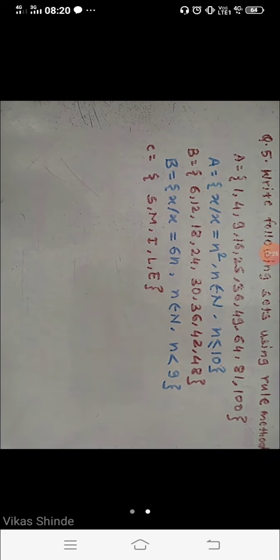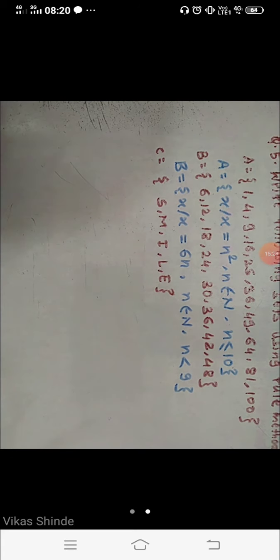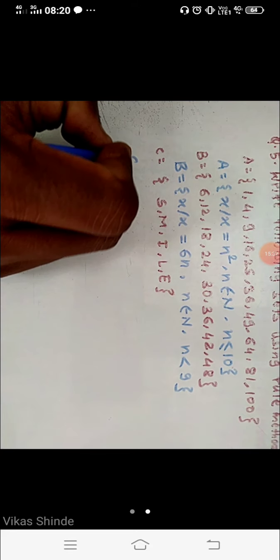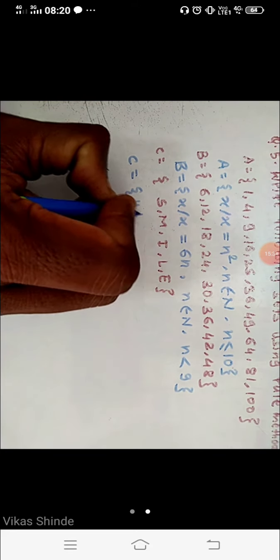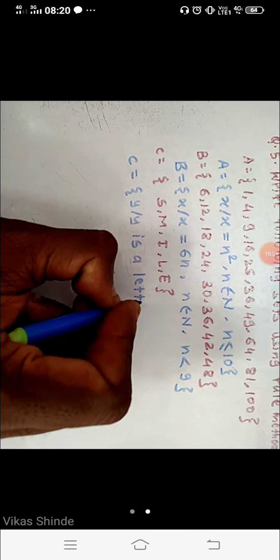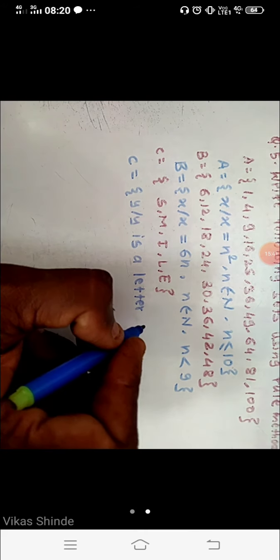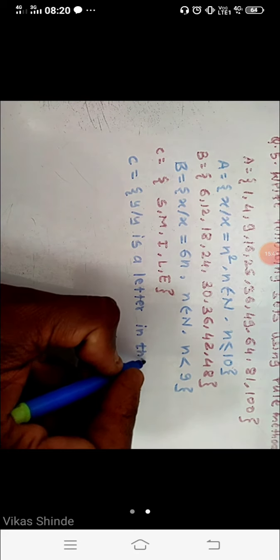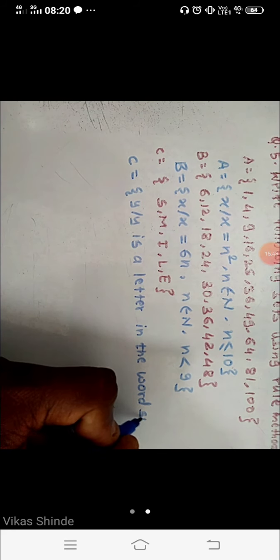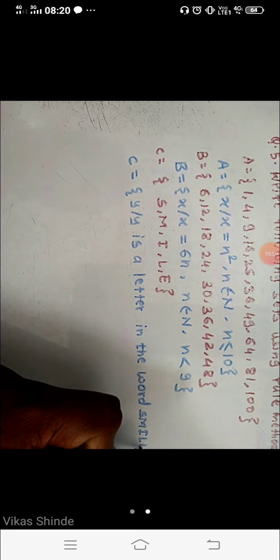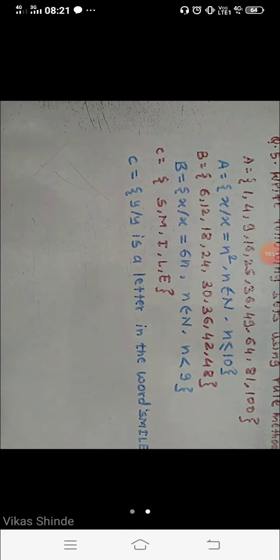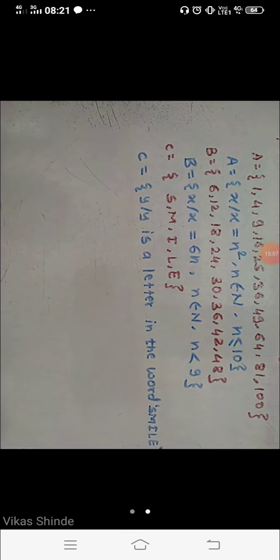Now third question here, some of the letters are given for us. C equals SMILE. So in your answer we have to write here, suppose y such that y is a letter in the word, which word here? SMILE. We have to form a meaningful word here, with a letter from word SMILE here.